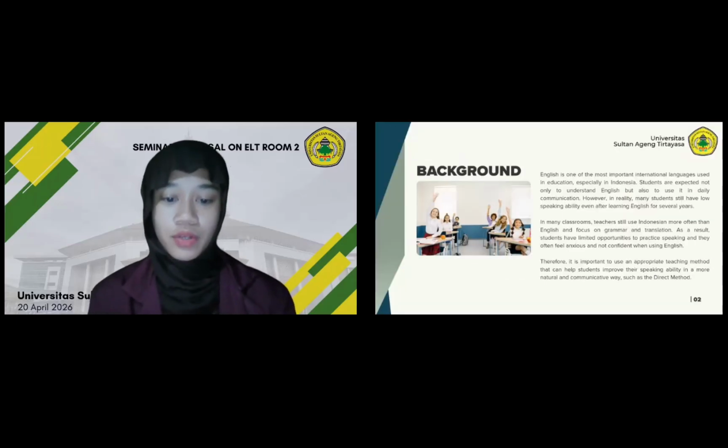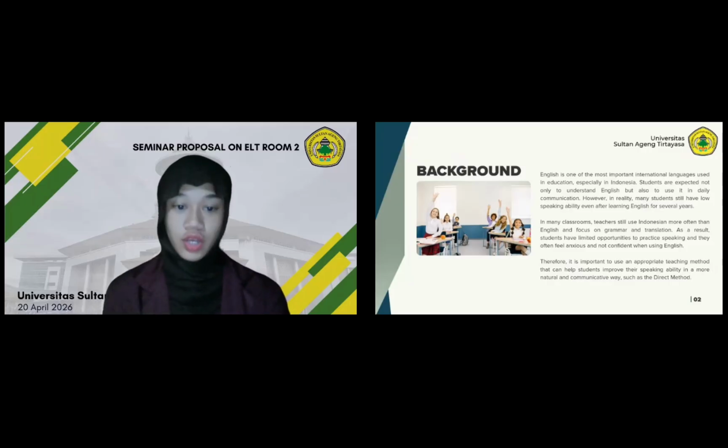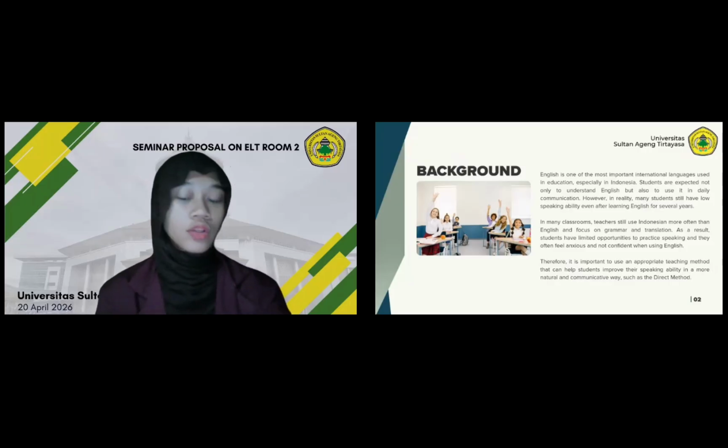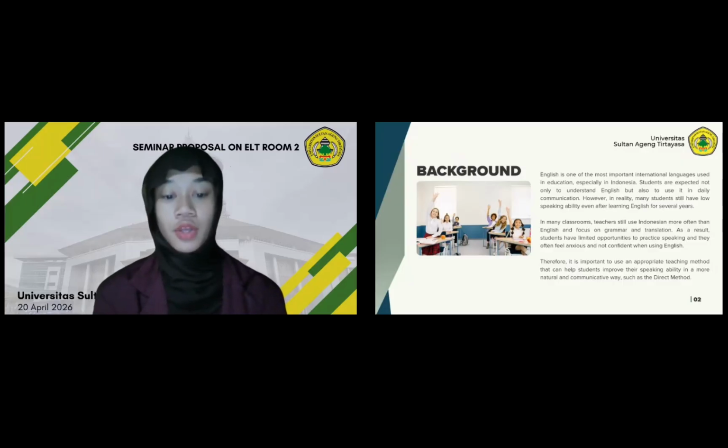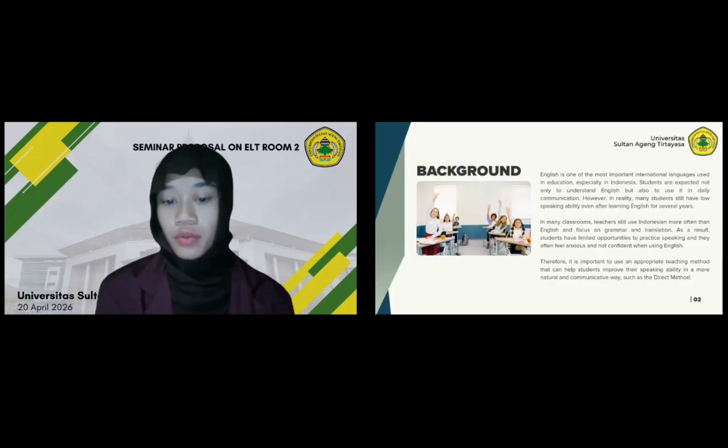English is one of the most important international languages, especially in education in Indonesia. Students are expected not only to understand English, but also to use it in daily communication. But in reality, many students still have low speaking ability, even after learning English for several years. This is something we can often see in the classroom.